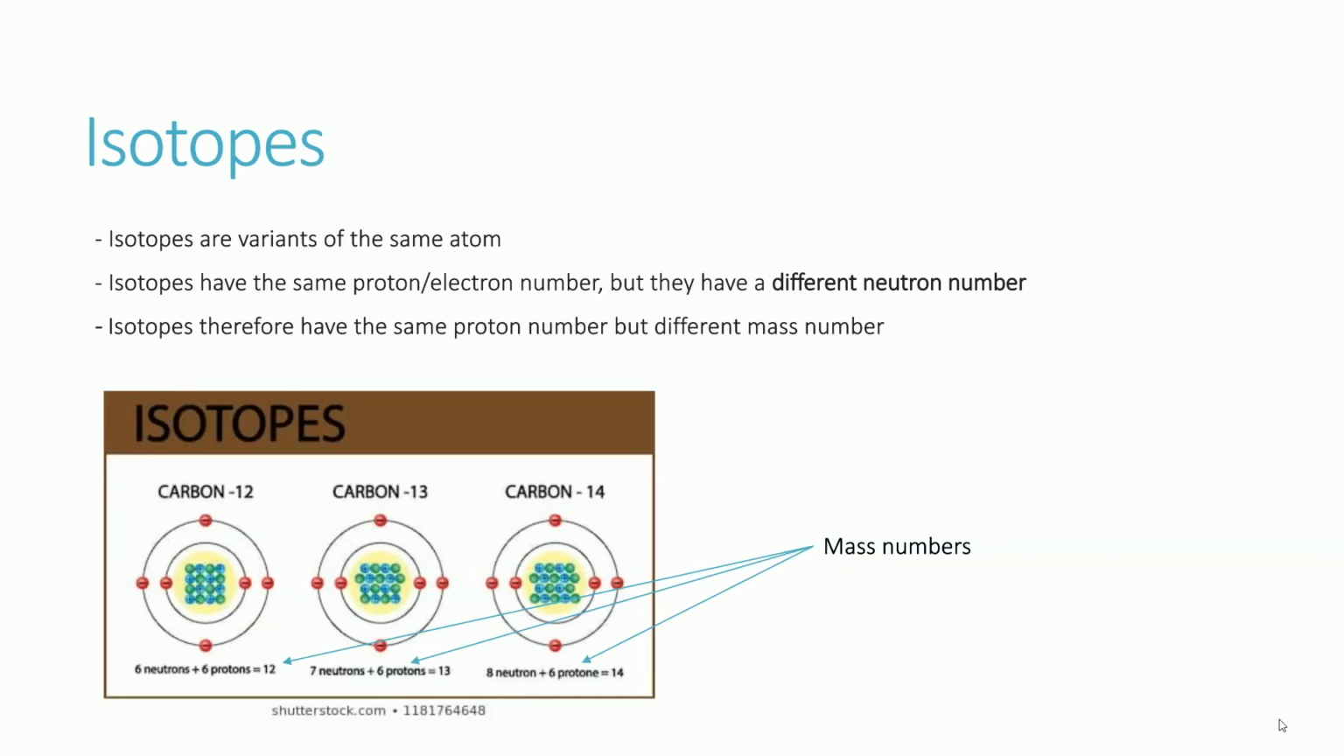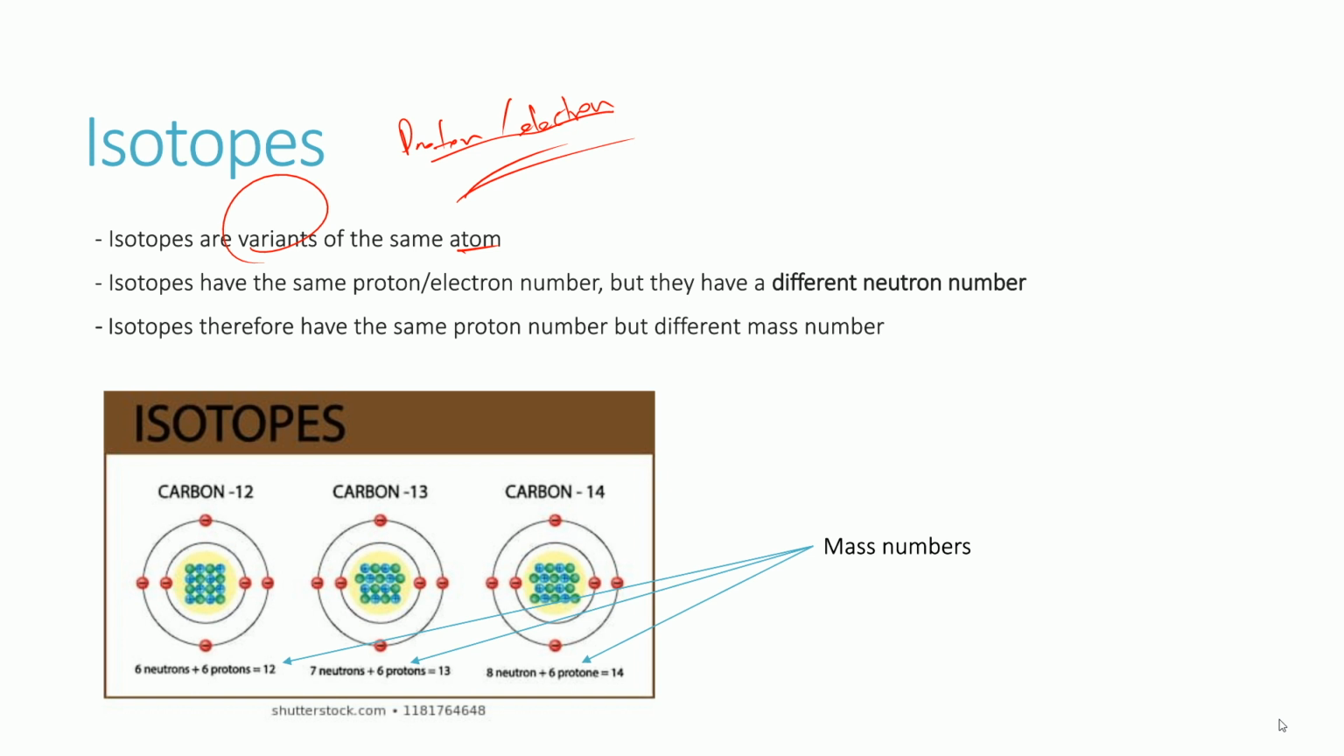Now, we have these things called isotopes, and remember I said that what makes one atom fundamentally different from another is the proton number, or you could also say the electron number. What's interesting though is you could have 2 atoms that have the same proton and electron number but a different mass number. So how does that come about? Well, that's when we look at isotopes, which are variants of the same atom.